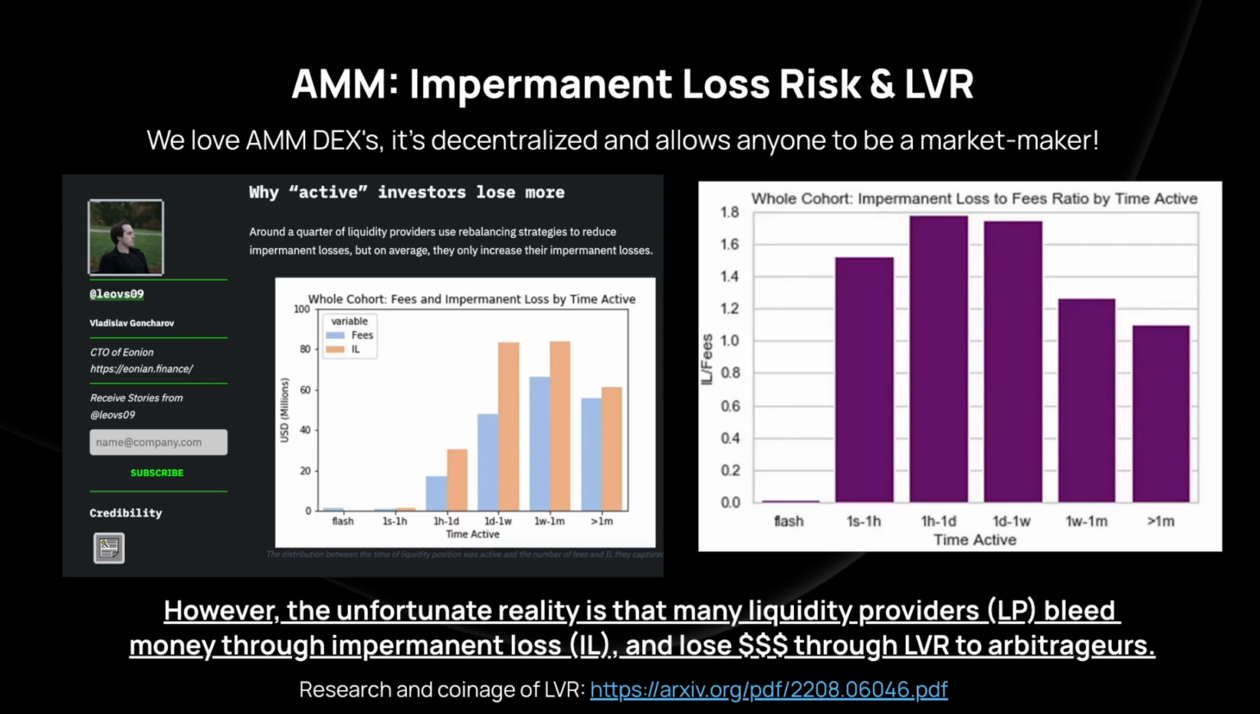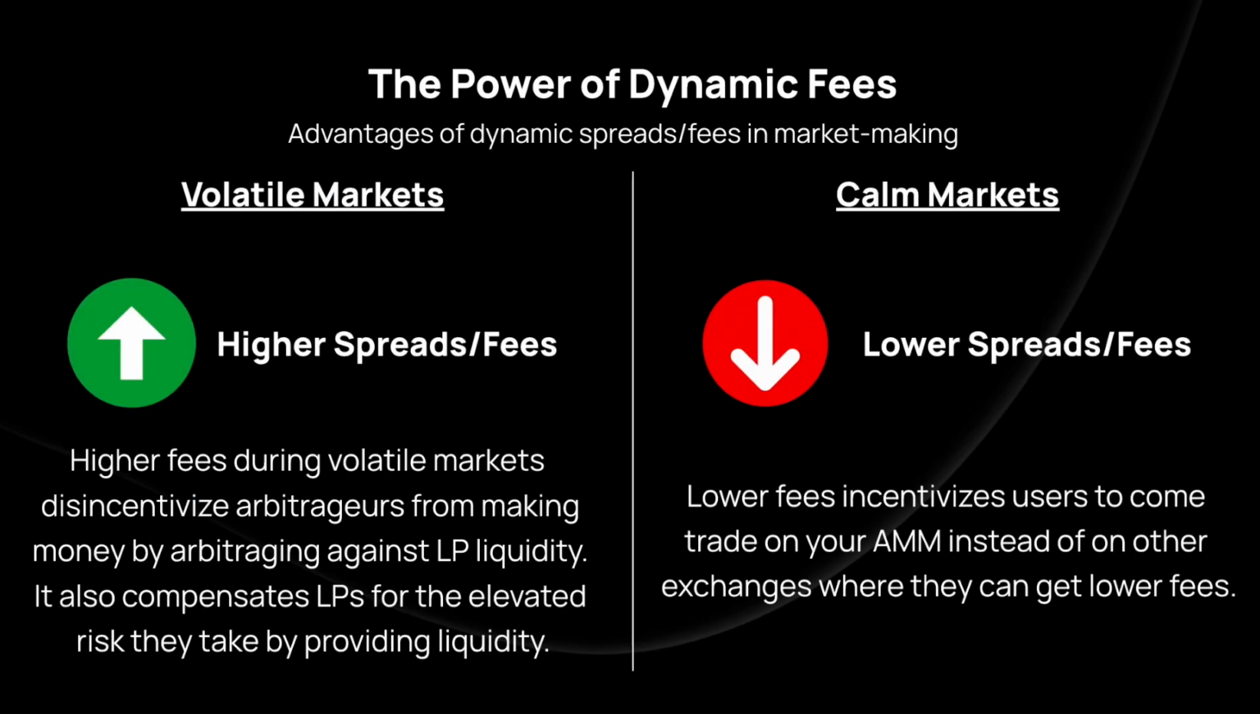LVR to arbitrageurs. LVR is an attempt to quantify the instantaneous loss that liquidity providers face when arbitrageurs trade against the pool. We can address this issue through dynamic fees. In volatile markets, when LVR is higher, we can quote higher spreads and fees, which allows us to disincentivize arbitrageurs from making money by arbitraging against our LP liquidity. It also compensates liquidity providers for the elevated risk that they take.